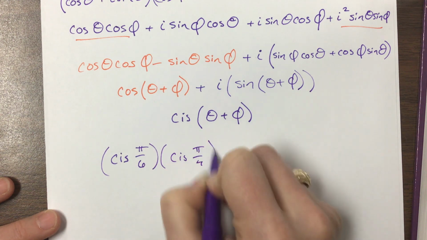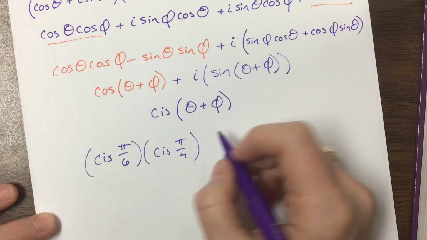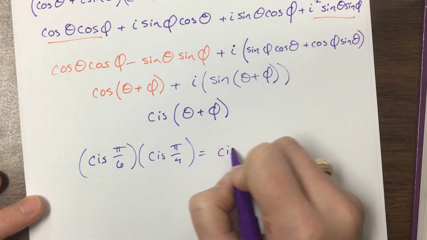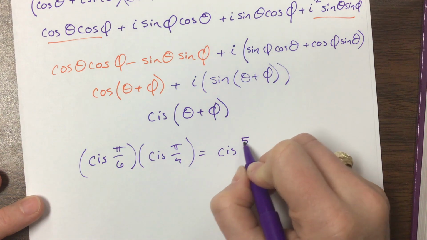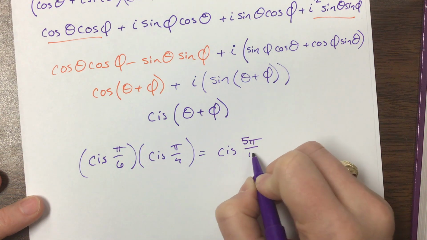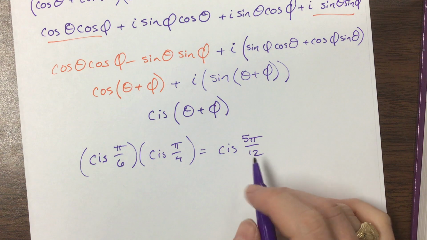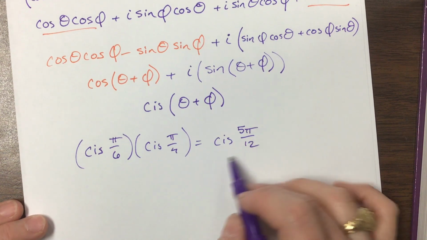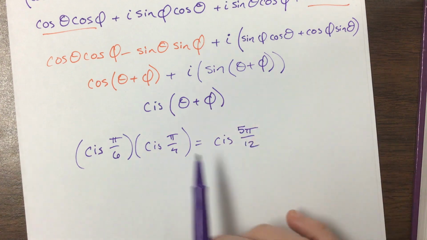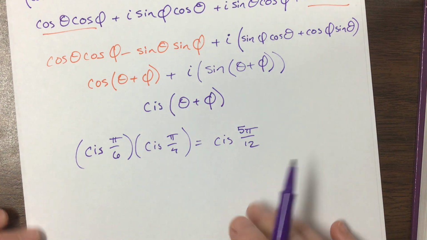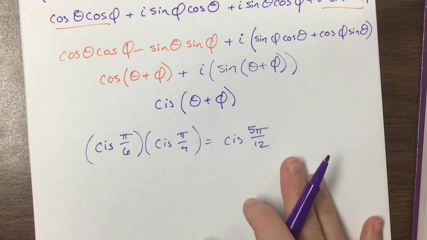what I can do is say this is just going to be equal to cis of, when I add those together, that's 2 over 12 and 3 over 12. That's 5 pi over 12. This one's not great because this isn't on the unit circle, so you can't really keep going. But anyway, it's that sort of idea if you're multiplying these two complex numbers. And this will be helpful in the future.